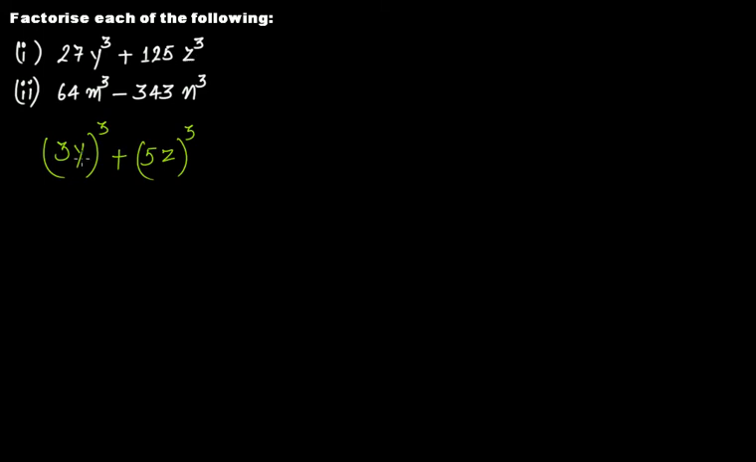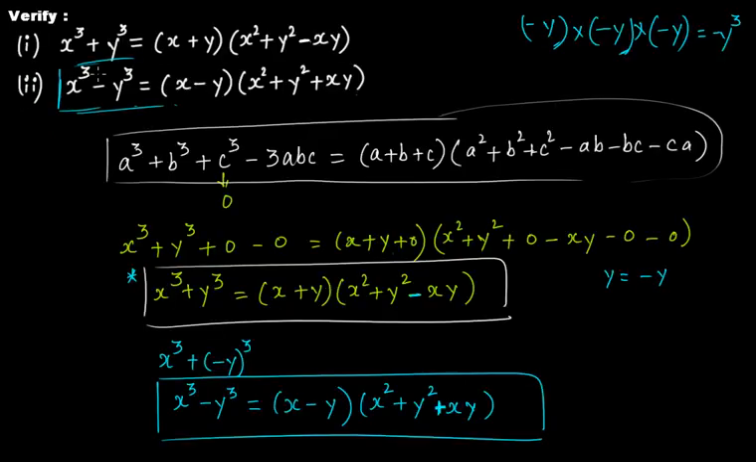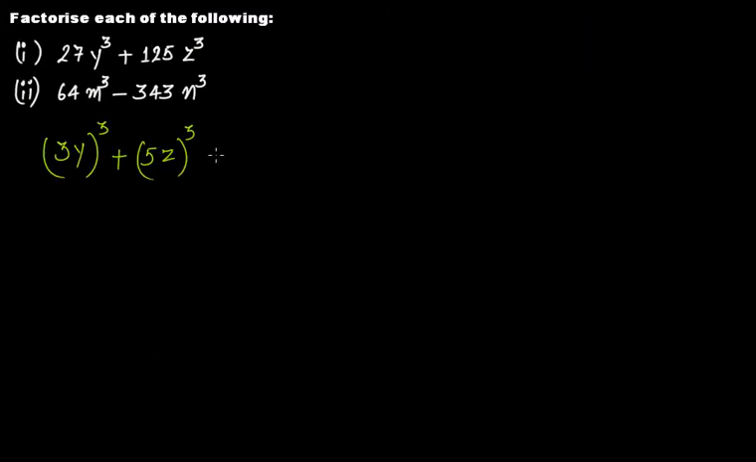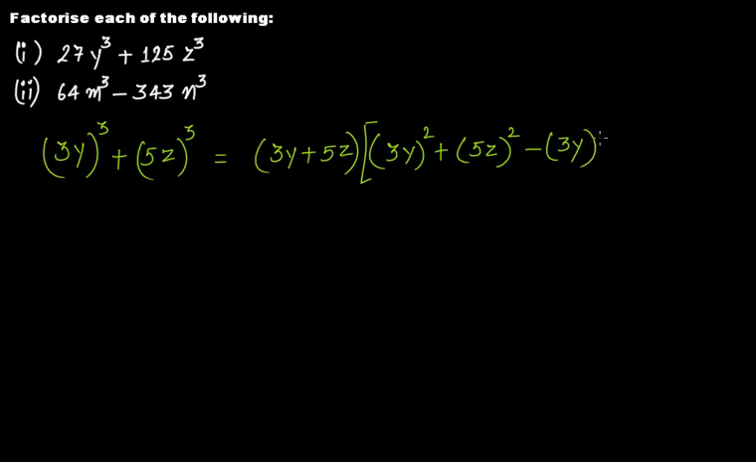So it's of the form a cubed plus b cubed. What we have seen here is that a cubed plus b cubed is equal to a plus b multiplied by a squared plus b squared minus ab. That's what you will use here. So this will become 3y plus 5z multiplied by 3y whole squared plus 5z whole squared minus 3y times 5z.